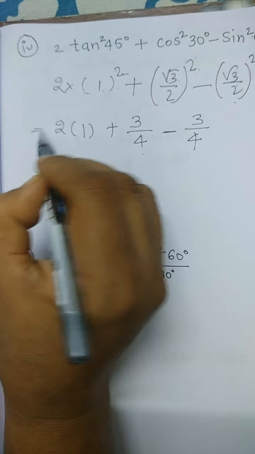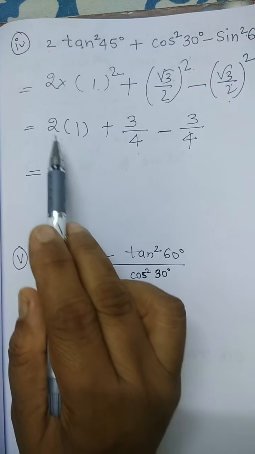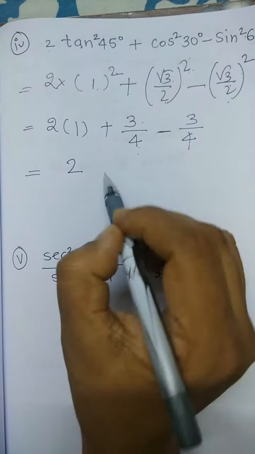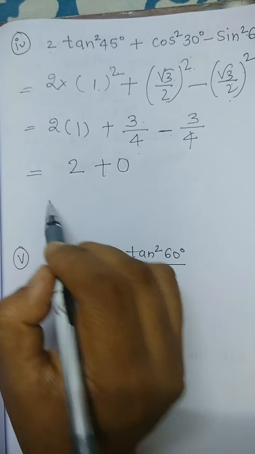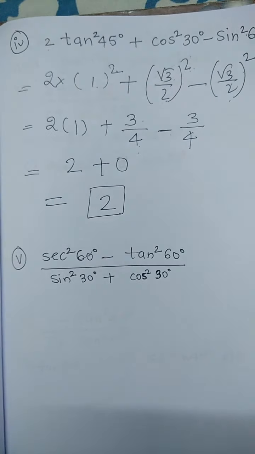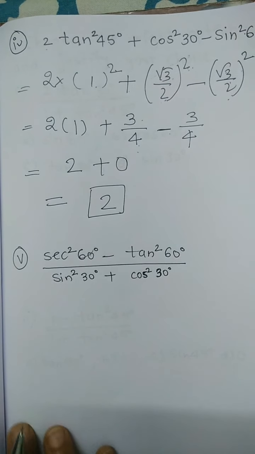Now observe this and tell me: 2 ones are 2, and 3 by 4 minus 3 by 4 will become 0. So you will get 2 plus 0, which is 2. Very simple. Come to the next question.